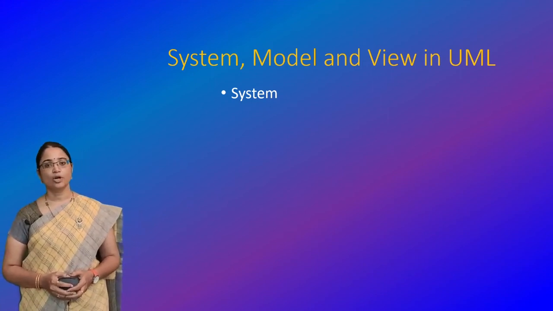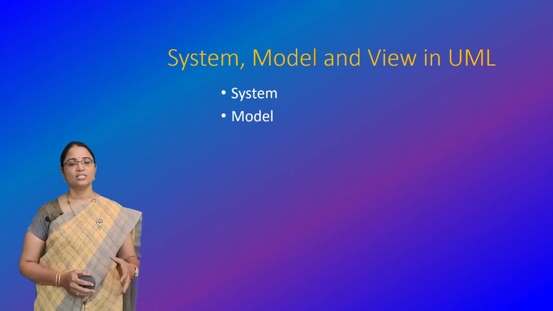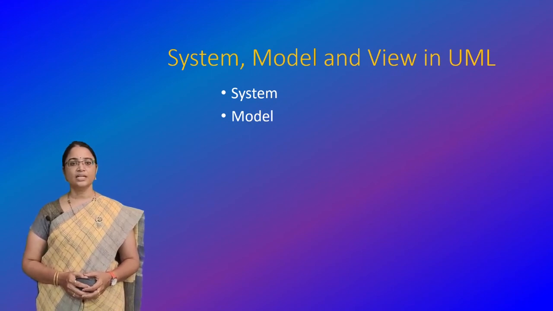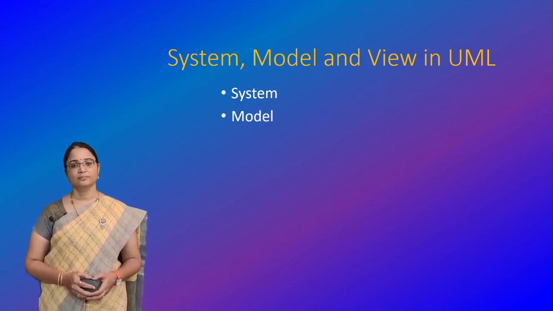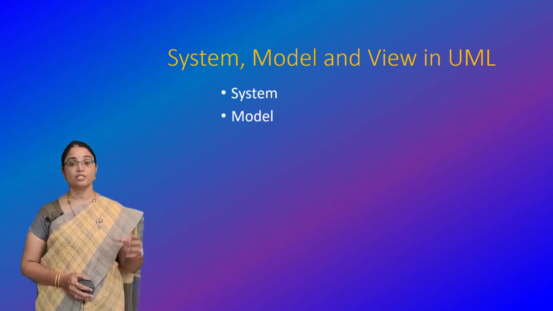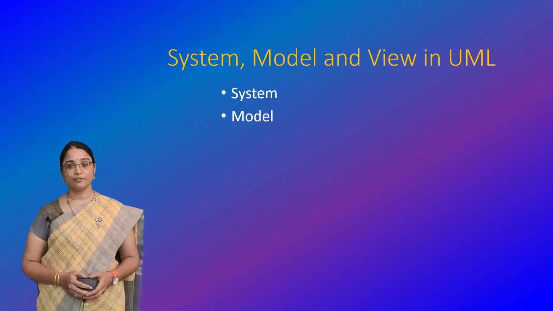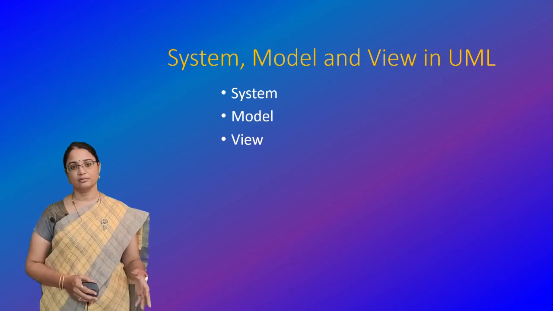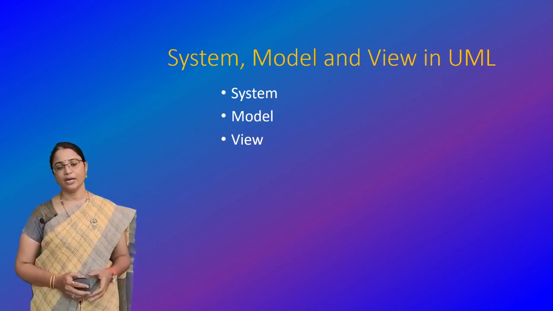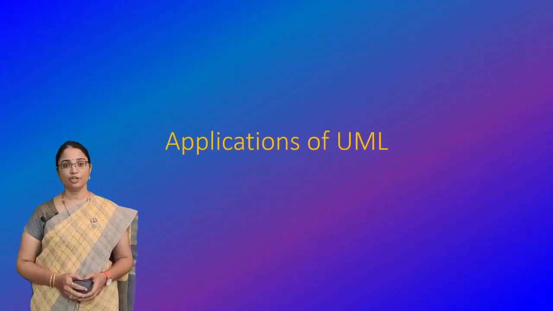Next one is model. A model is nothing but a simplification of reality. A model is a simplified, complete, and consistent abstraction of the system, created for better understanding of the system. Coming to the view. A view is a projection of a system's model from a specific perspective. If you go through a drawing, you will see different views like a top view, bottom view, side view, etc. In the same way, here also we use 5 types of views. I'll discuss them in the later part of the unit. And coming to the applications of the UML.